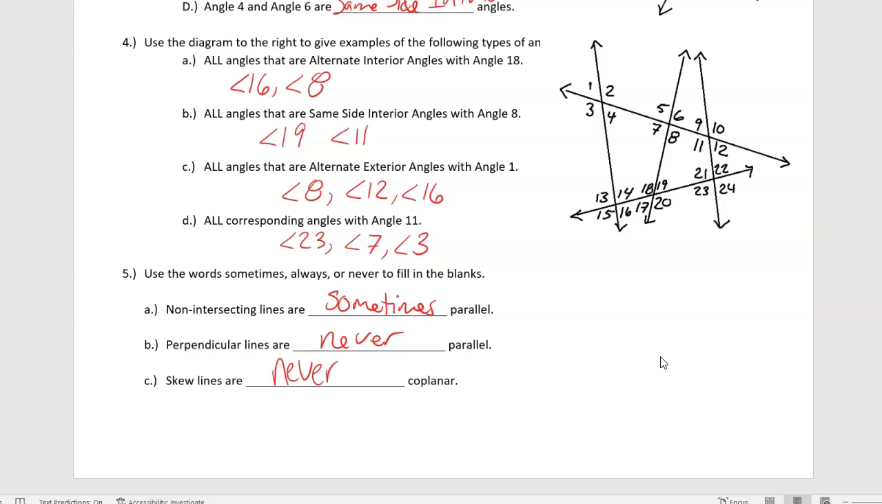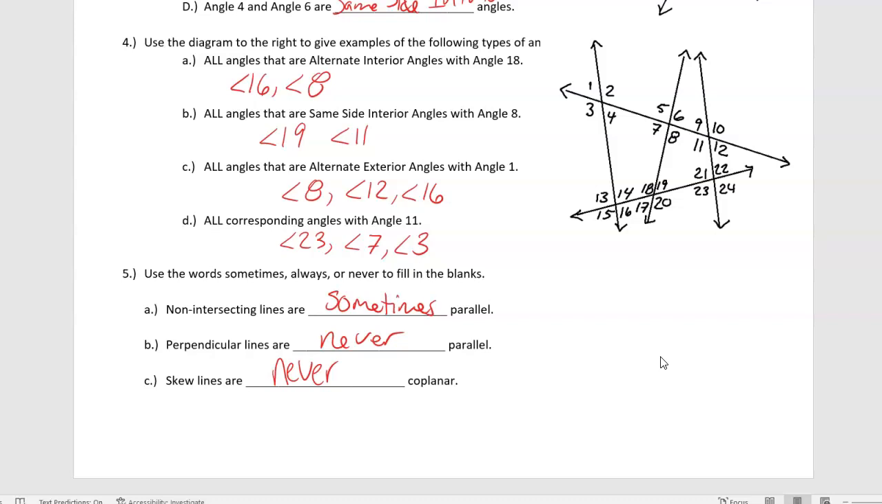Lastly, use the words sometimes, always, never to fill in the blanks. Non-intersecting lines are only sometimes parallel. They can also be skew. So it does not guarantee that they're going to be parallel if they don't intersect. Perpendicular lines, it's impossible for something that intersects at a right angle to never intersect. So that one would be never.